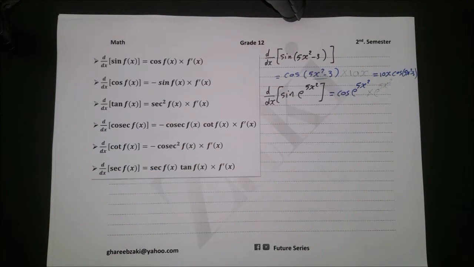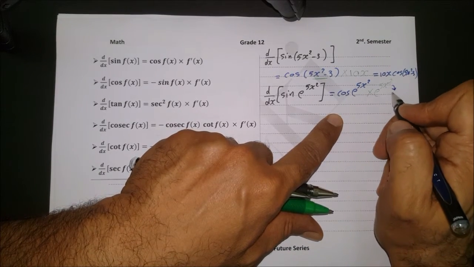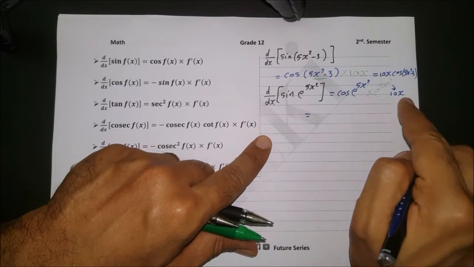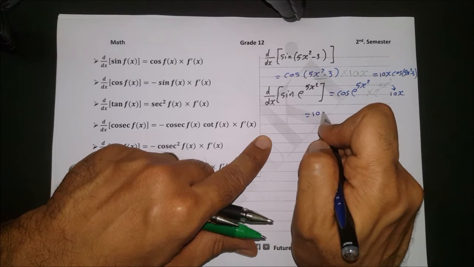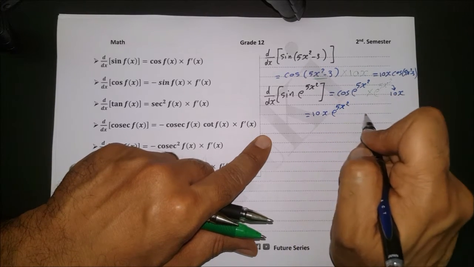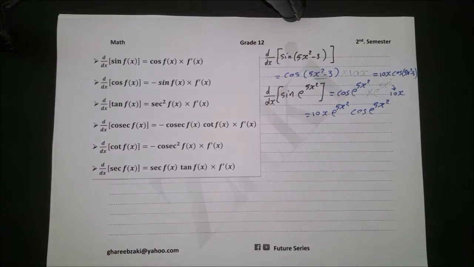multiplied by the derivative of what? The derivative of the power. The derivative of 5x squared is 10x. So what is the final answer of this one? It's 10x e power 5x squared cosine of e power 5x squared.